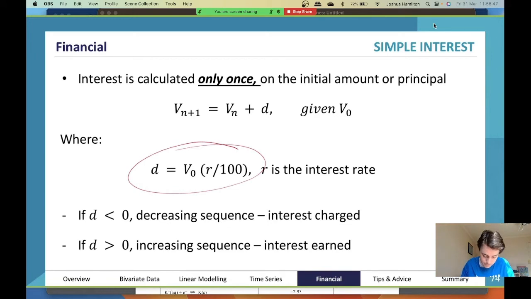So if D is less than 0, you have a decreasing sequence, which means interest is charged. If D is greater than 0, you're earning interest. This will always be simple interest, will always be this. Why is that? Because if it's not, it's going to be simple depreciation.